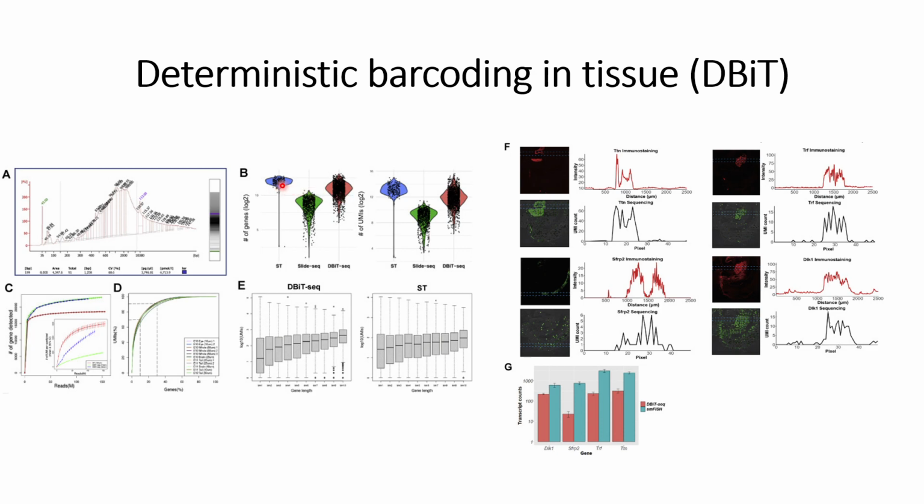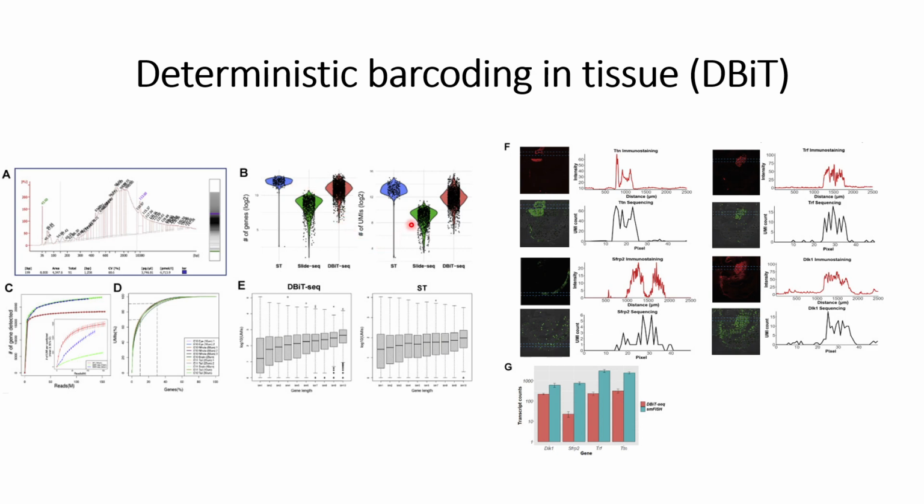However, the difference is that the spatial transcriptomes are done on 100 micrometers, whereas DBiT-seq and slide-seq are done on 10 micrometers. So at 10 micrometers, the number of genes that are found is almost comparable to the spatial transcriptomes, whereas for slide-seq the number of genes is lower compared to DBiT-seq or the spatial transcriptomes.